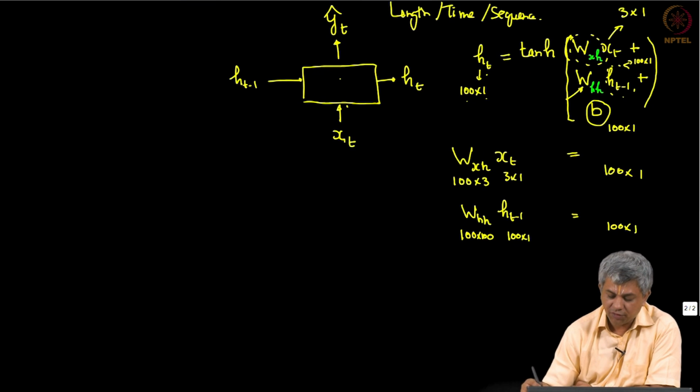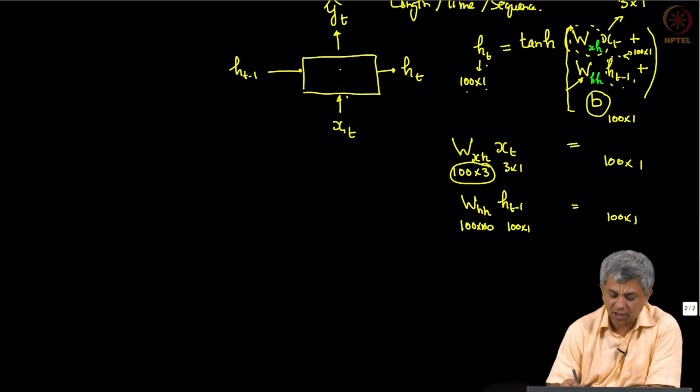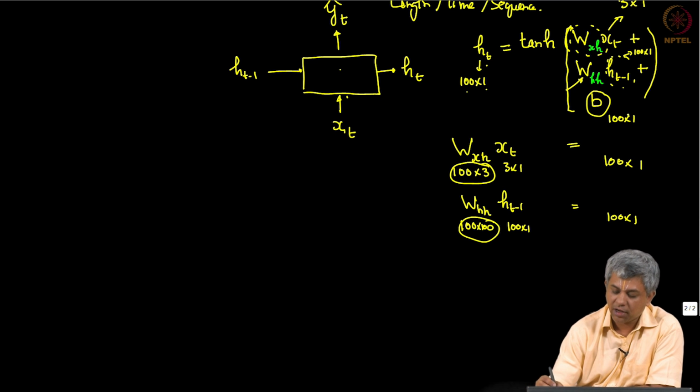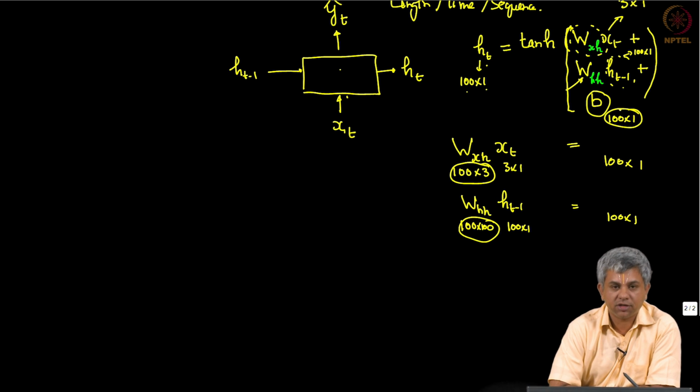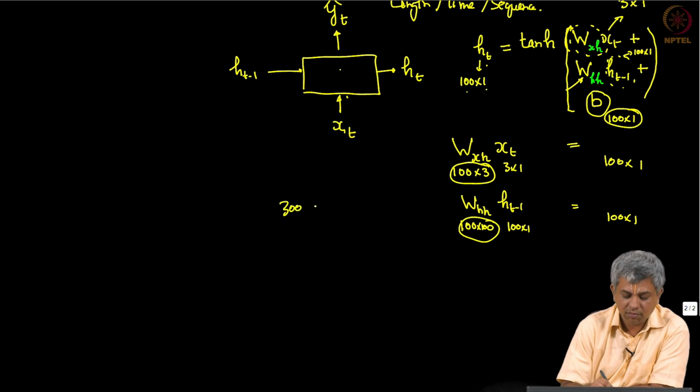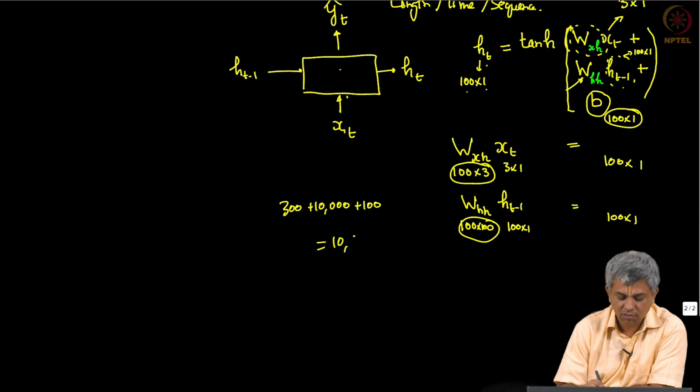Now, given all this, how many parameters do we have? You have 300 parameters here, 10,000 parameters here, and another 100 parameters here. So, you have 300 plus 10,000 plus 100, which is 10,400 parameters for this problem.